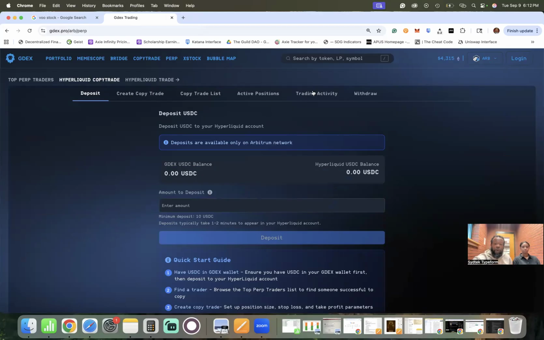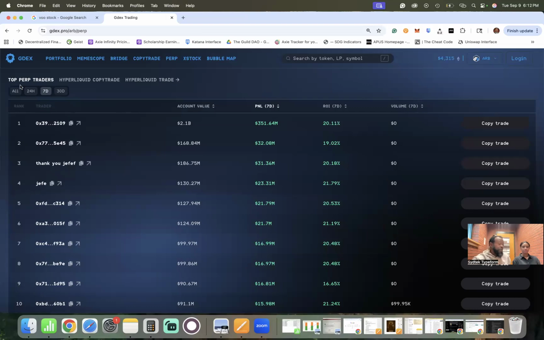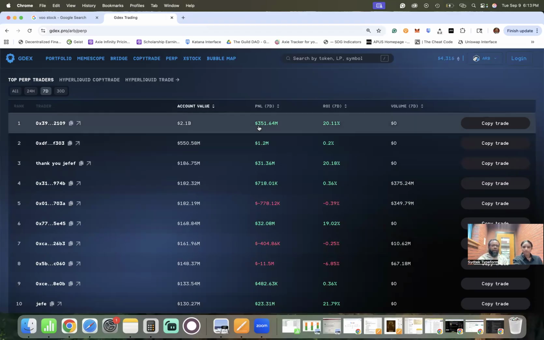So on Gdex.Pro, you can see I don't have any, which is good. Ooh, because I forgot. So here's what I was showing you yesterday. Top perp traders. On Gdex.Pro, if you hit top perp traders and you hit the account value, what's that say? You can read it. 2.1 billion. How much did he make today? Right here. 351,164 over 7 days. Boom. He made $351 million in a week.